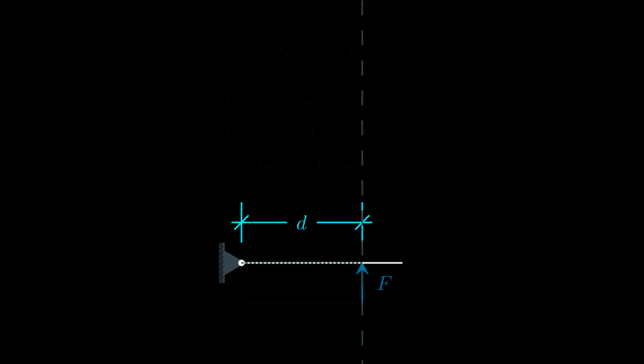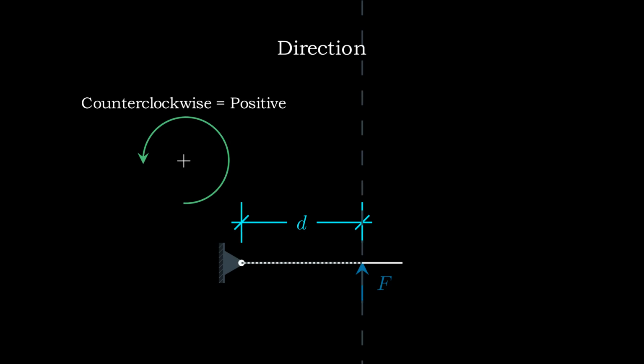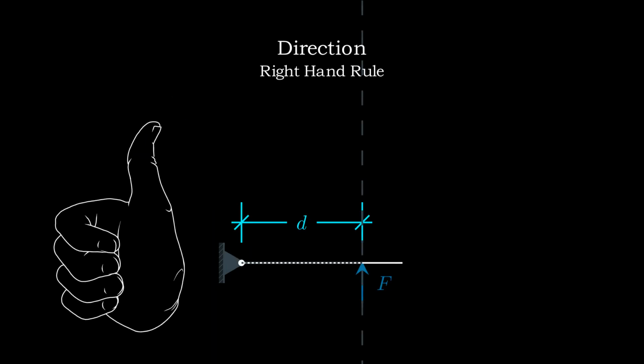We also need to note the direction. For the moment arm method, it's common to determine the direction of the moment by inspection. If the force makes an object rotate counterclockwise about the reference point, that's a positive moment. If it makes an object rotate clockwise instead, that's a negative moment. That comes from the right-hand rule sign convention, which is commonly used in math and physics.